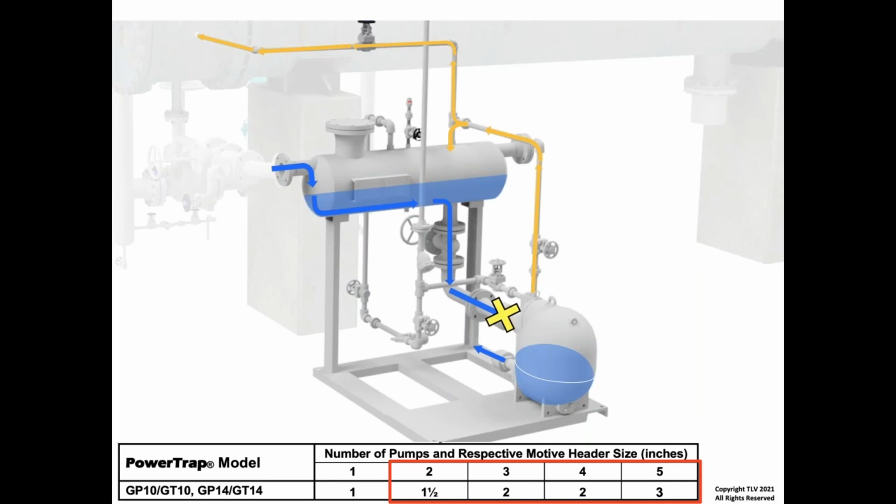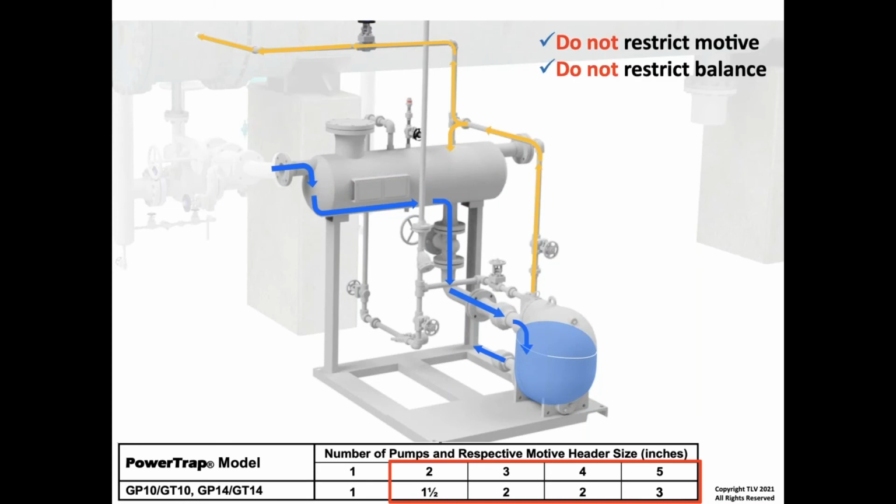And then when we go through a new cycle again and we've balanced it properly, we can get more condensate in there. So do not restrict the motive size. Do not restrict the balance. Sounds familiar, right? Do not lose the vapor space. I know we might have heard that before.